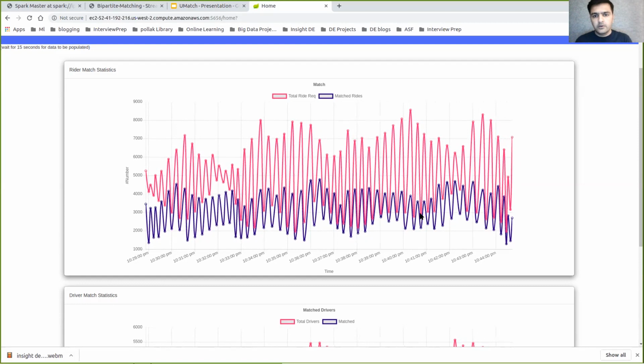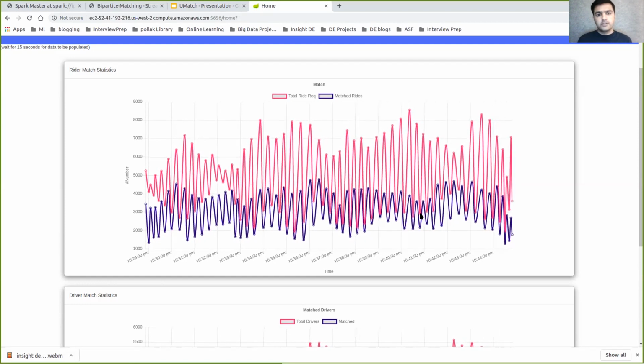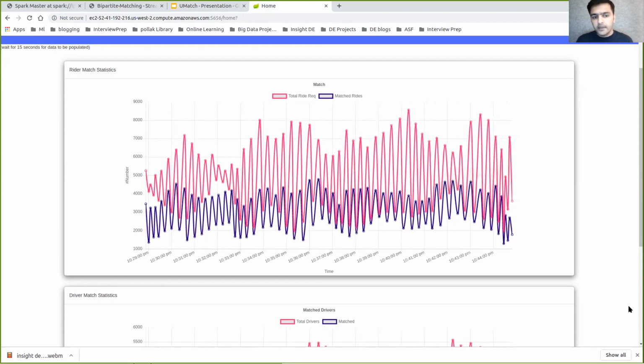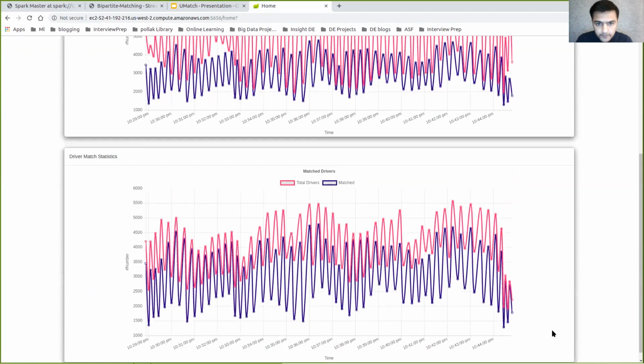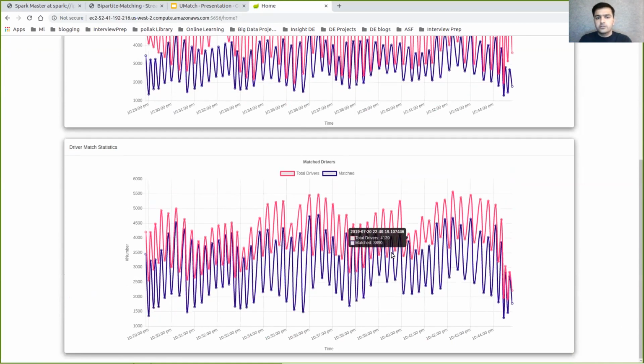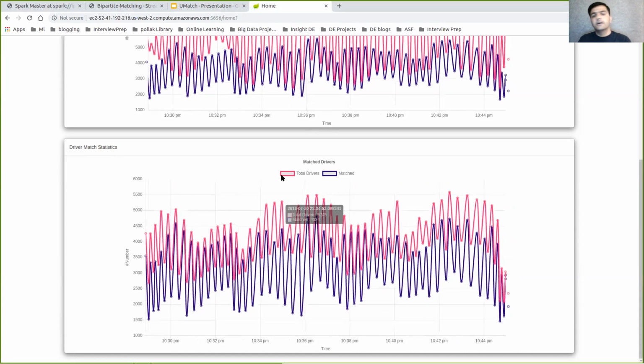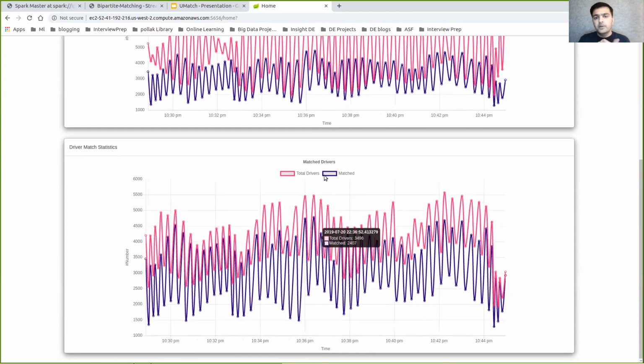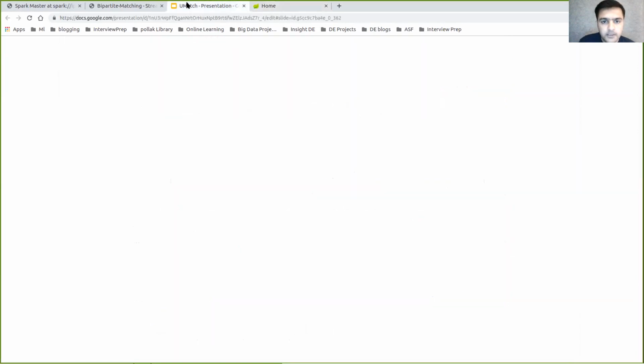It can be a workable solution for the first iteration. I would not say to productionalize it, but it can be a workable solution. So if we look at the second graph, it is also the same. In the red, you can see the total number of drivers, and in the blue, you can see how many of them are matched in that particular window. Let's get back to the presentation.